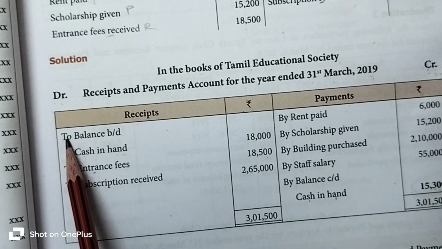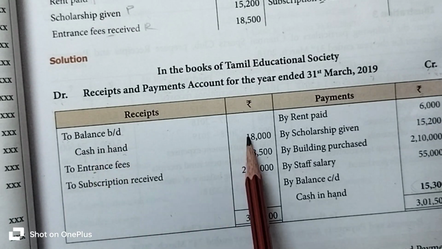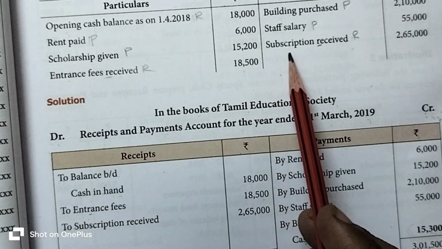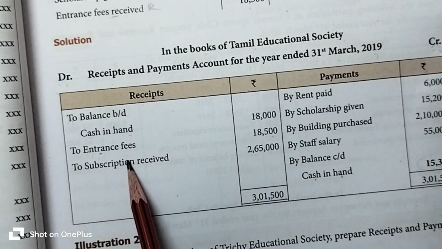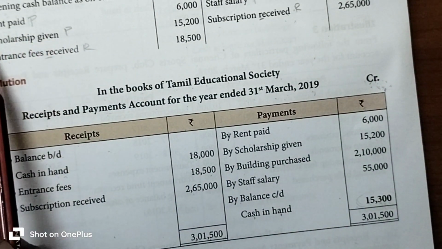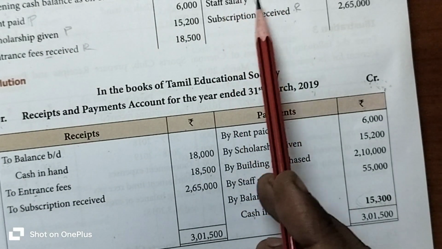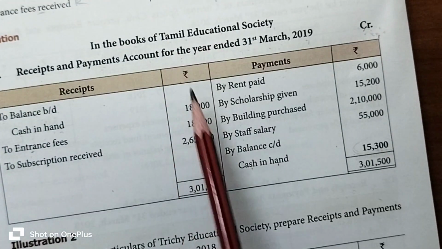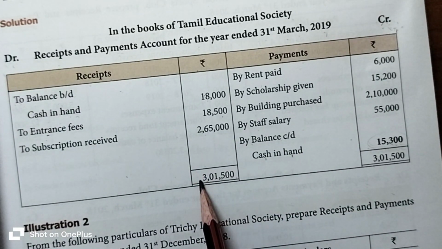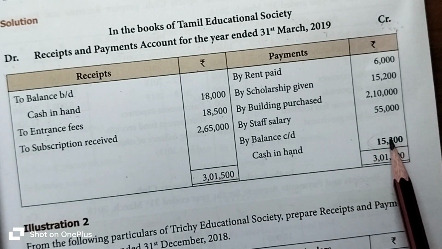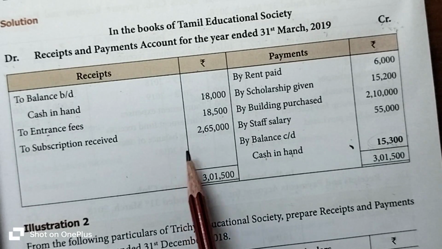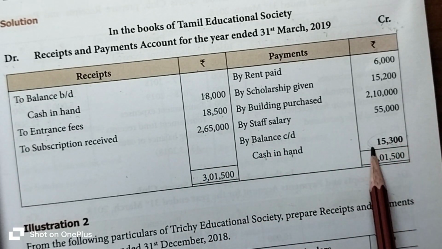So on the debit side you write To balance brought on cash in hand 18,000 rupees, and all the receipts we already marked here. Entrance fees received and subscription received we enter on the debit side, that means the receipt side. On the payment side you write rent paid, scholarship given, building purchased and staff salary. As per the format we entered here, we get the total on the debit side. Because the debit side total is more than the credit side, you will get the balance on the credit side.